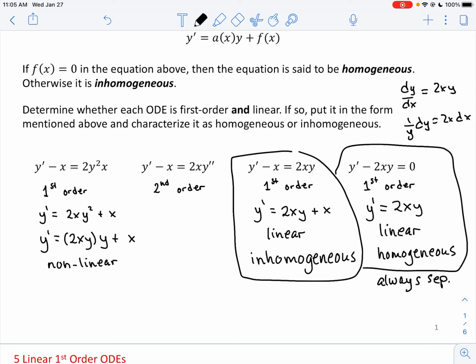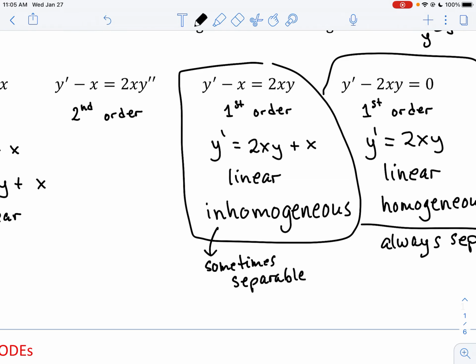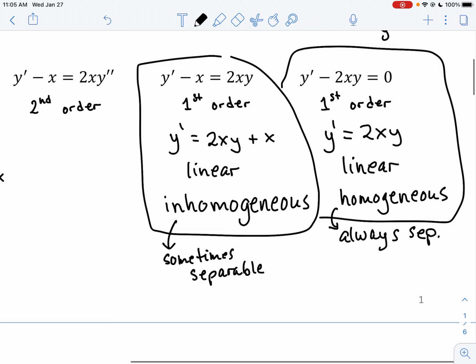The inhomogeneous ones are not always separable. Sometimes they are, sometimes they're not. So inhomogeneous, we'll say sometimes separable. And homogeneous is always separable.